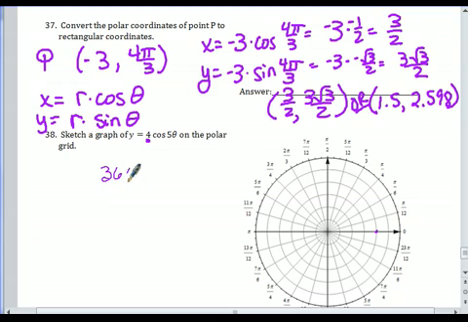If I do 360 divided by 5, that is equal to 72 degrees, which means I should have roughly 72 degrees between each of the petals. So my second petal is going to be about here. 72 degrees later would put me at 144, which is about here. 72 degrees after that would put me at 216. And about 72 degrees after that would be right here.